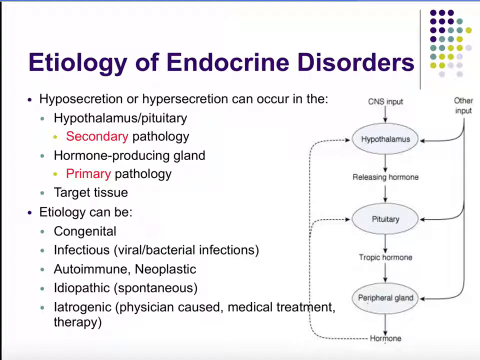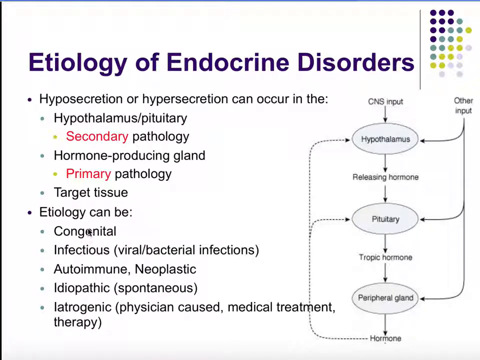If the issue is in the peripheral gland that releases our final hormone, then that is a primary pathology. So our hormone level is high, let's say, because we have a tumor in the hypothalamus. So there's really nothing wrong with our gland. It's that our gland is making too much hormone because the hypothalamus has the issue. So it's a secondary pathology.